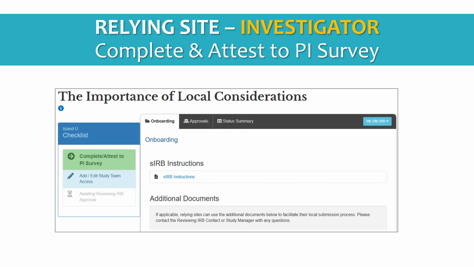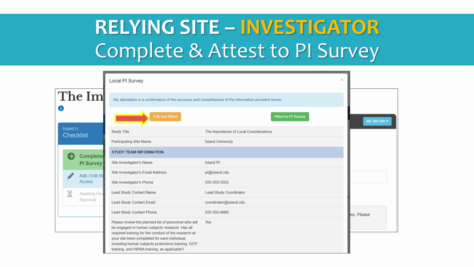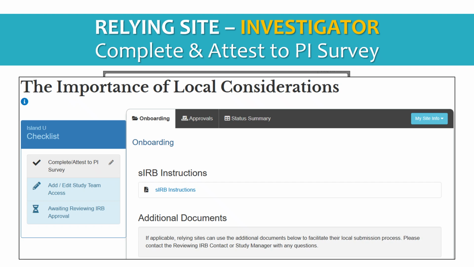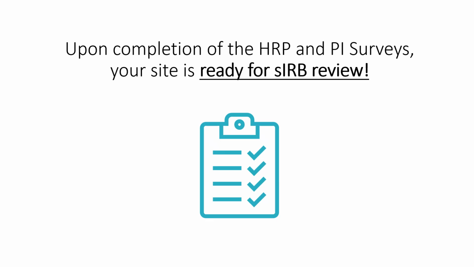Investigators can complete the PI survey from their checklist or wait to receive an IREx notification that the survey has been completed and only needs a PI attestation. Before attesting to the information, an investigator can edit the information provided by their coordinator or attest immediately. After attesting to the information, the site investigator can make other edits from their checklist if needed. Upon completion of the HRP and PI surveys, as well as documenting reliance, your site is ready for SIRB review.